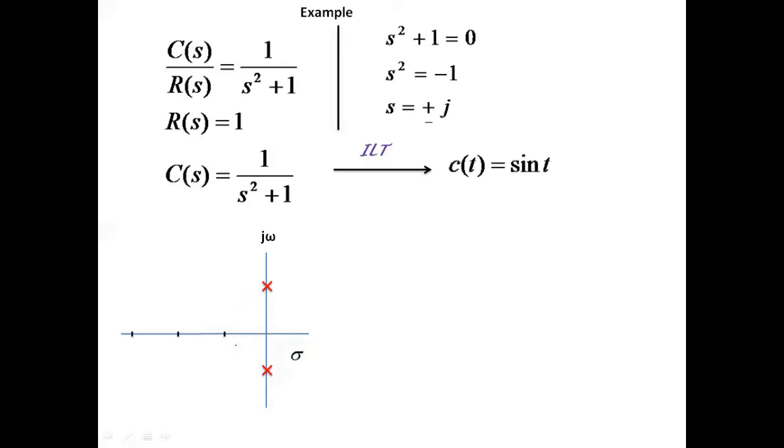Let's plot these poles in the S-plane. We have obtained two poles exactly on the imaginary axis, plus j and minus j. If we take the inverse Laplace transform of C(s), we can obtain the response c(t), that is our point of interest. We know the Laplace transform identity 1 by s square plus a square is nothing but sin at, in which here a is equal to 1. So we have obtained the response c(t).